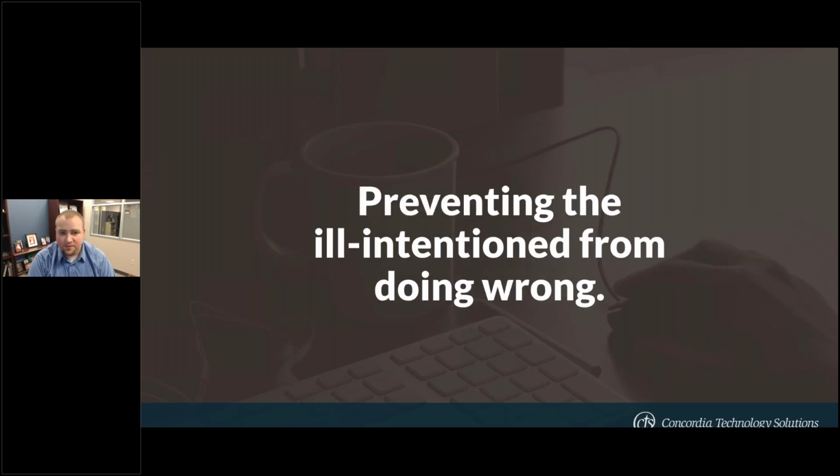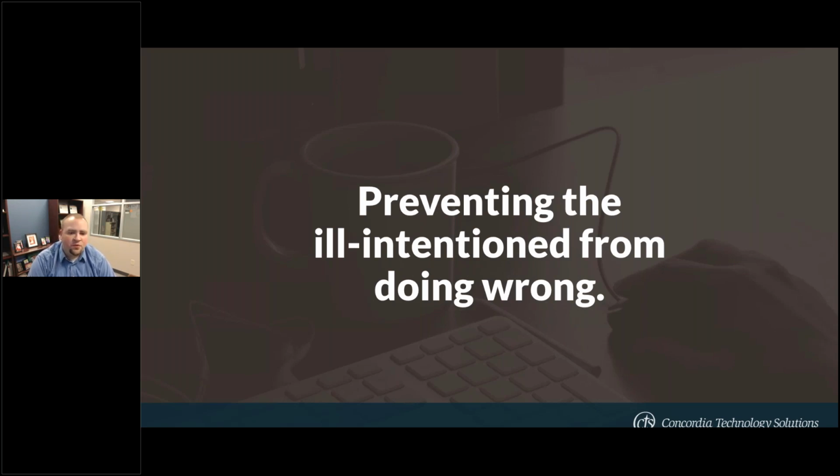Now, that could be preventing the ill intention from doing wrong. We hear that, unfortunately, too often, where somebody is embezzling funds from the church or doing poor management for the purpose of benefiting themselves financially. And that's a terrible, sinful thing that happens, but we live in a sinful, fallen world. So it does happen. And so we've built in some things to help prevent that, although it can never be prevented entirely by software.